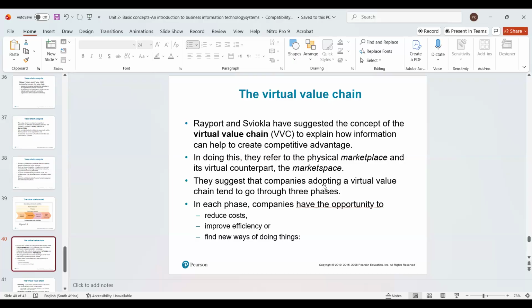So we will look at the first phase. In each phase, the companies have the opportunity to what? Reduce cost, also improve efficiency, and then also find new ways of doing things. So as you go through the phases, you are either trying to reduce cost.